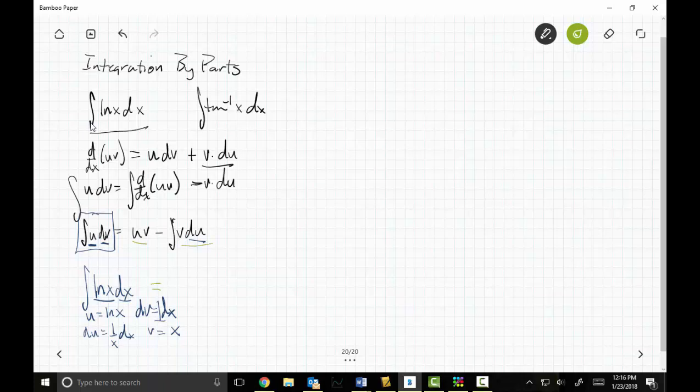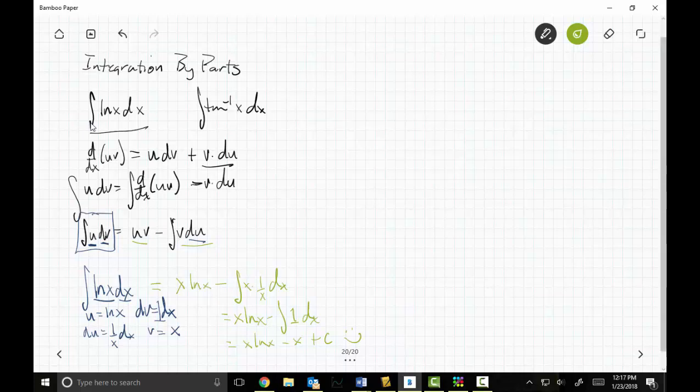Integral of it. So I go uv, which is x ln of x, minus the integral of v du, which is the integral of x times 1 over x dx. Well, it should be relatively obvious that this becomes x ln of x minus the integral of 1 dx, which is simply x ln x minus x plus c. Yay, that deserves a smiley face because it's so beautiful.